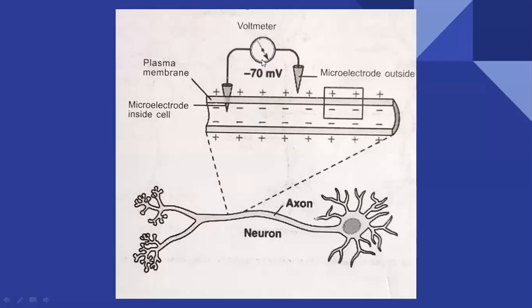In the same way, the voltmeter also will be showing us the potential present inside this neuron. So this voltmeter shows us the potential present inside the neuron, not on the outside of the neuron. So the value shown in this voltmeter belongs to the potential of the inside of this neuron.